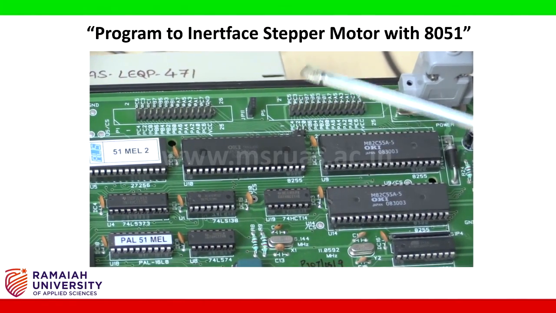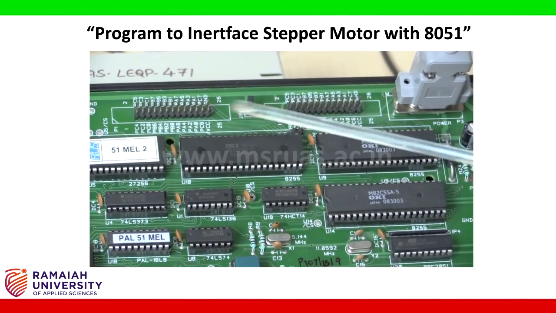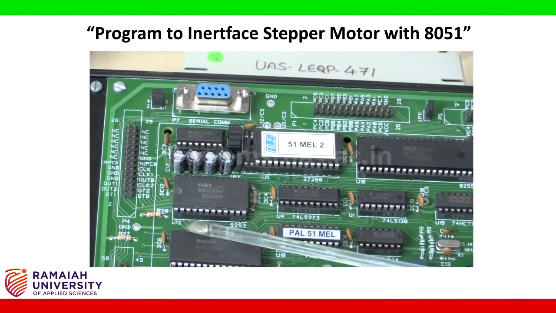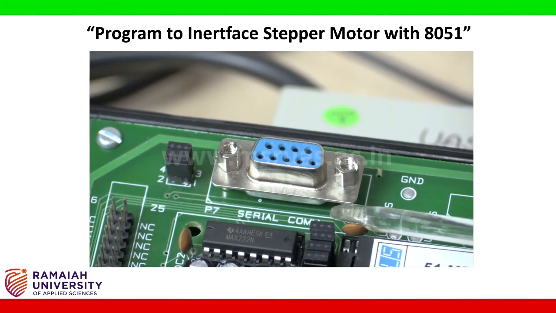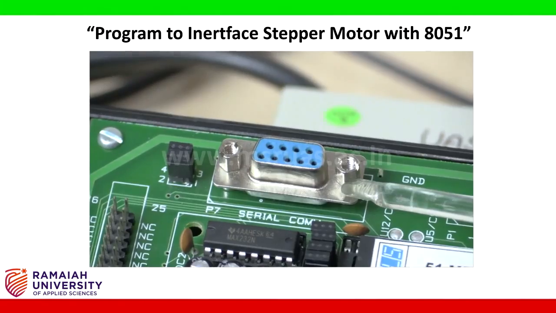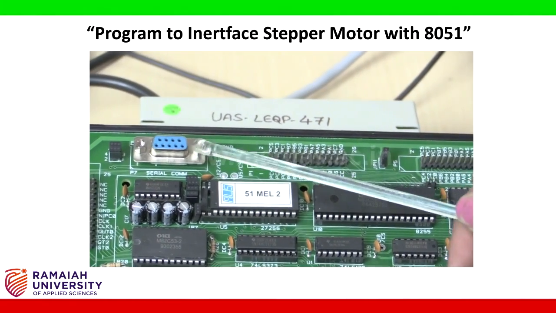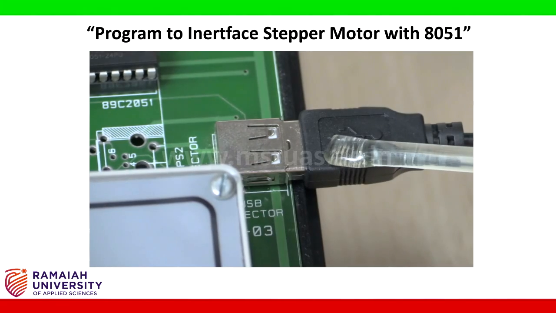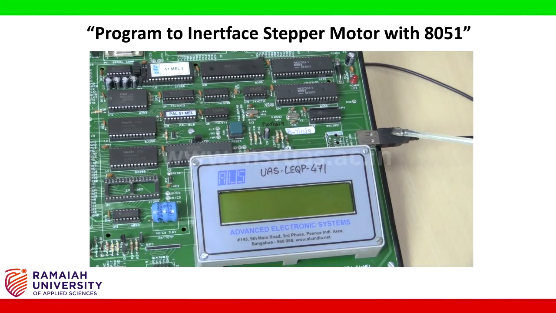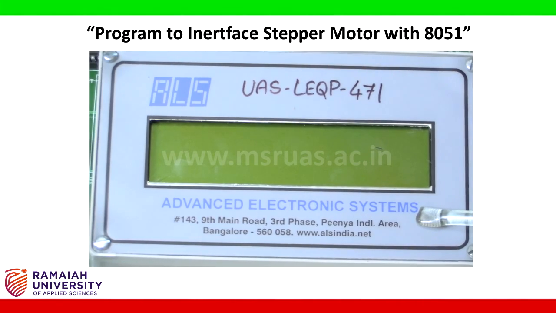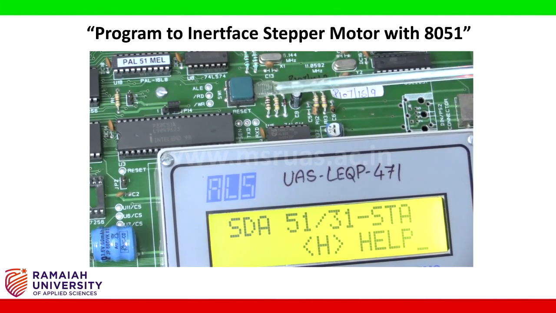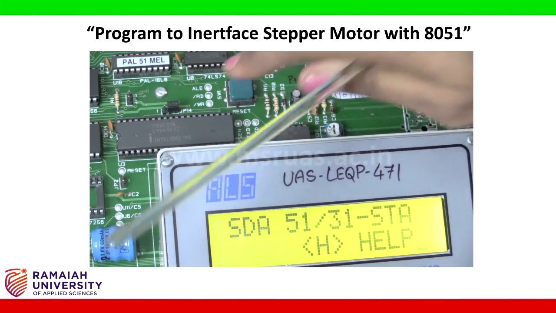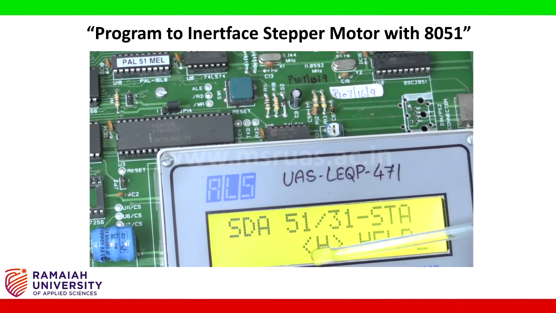These ICs are internally connected and brought out here for external connection. So this is the serial communication port which is to connect RS-232 pin here. And this is the power supply. So this is the USB connector in order to connect the keyboard, and this is the LCD display. So this is the reset button. Once you press this, a message will be displayed on your LCD screen.